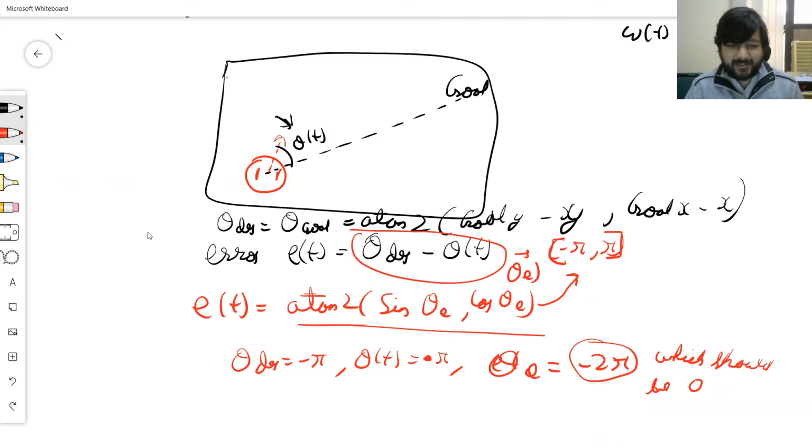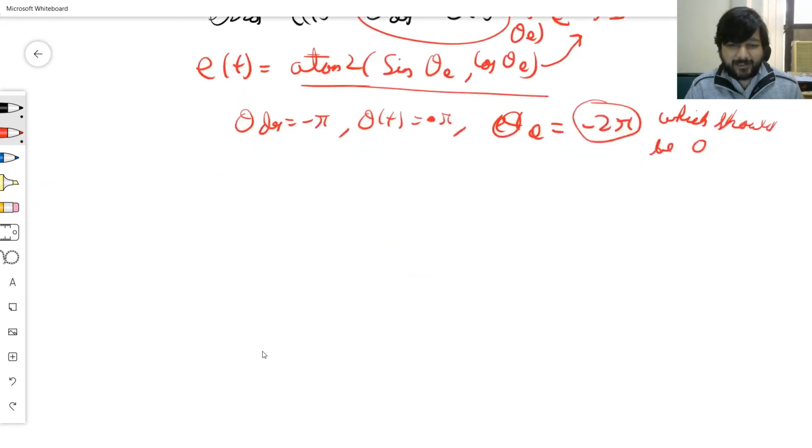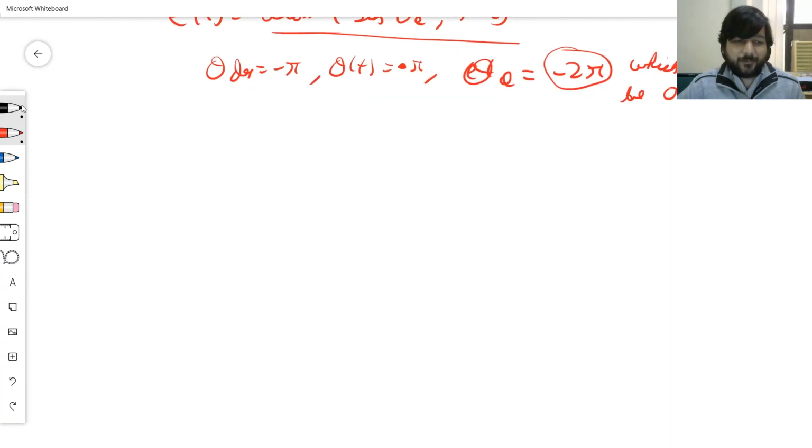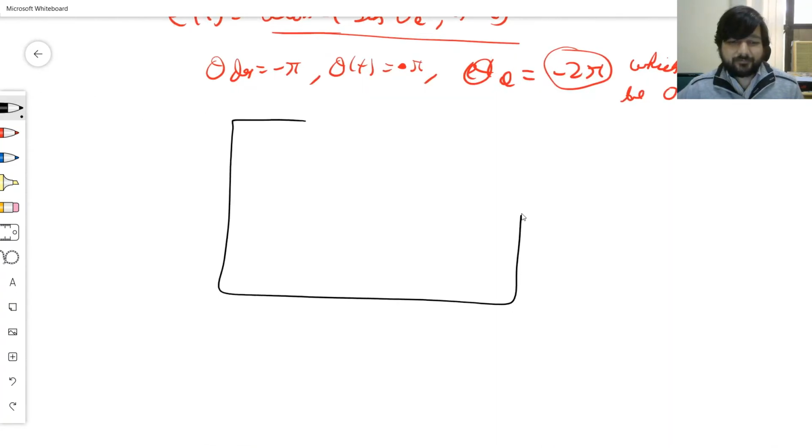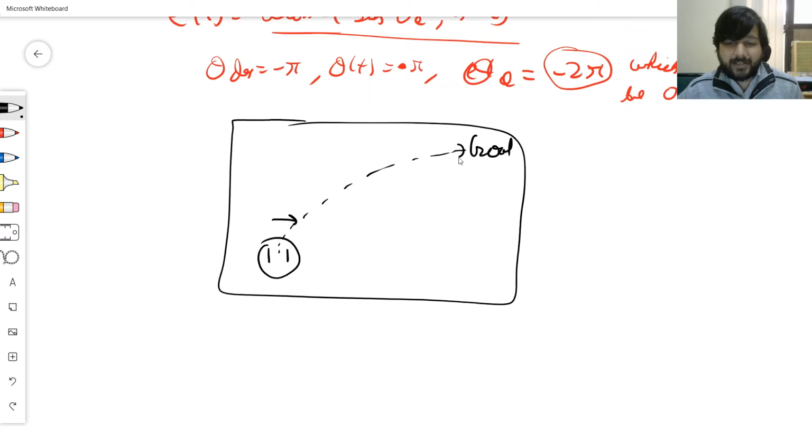But then, of course, this is not the problem. I just took this one up. The actual problem is moving the robot. So let's complicate the example and let us say that this is my goal and I need to turn in the direction of the goal and I need to travel. So this should be my path. How do I do that?